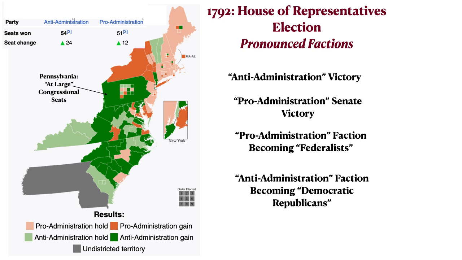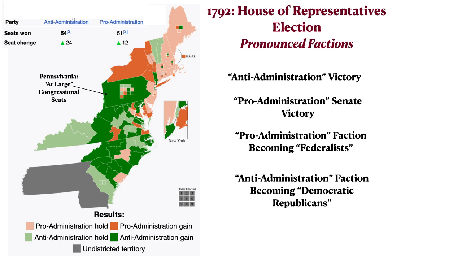So pro-administration are those parties, electors in this case, in the Electoral College, who are favorably disposed to the administration of George Washington. In particular, what they're favorably disposed towards is the Secretary of Treasury, Alexander Hamilton, who is, we'll see that in the next slide, starting to create a party, the Federalist Party.